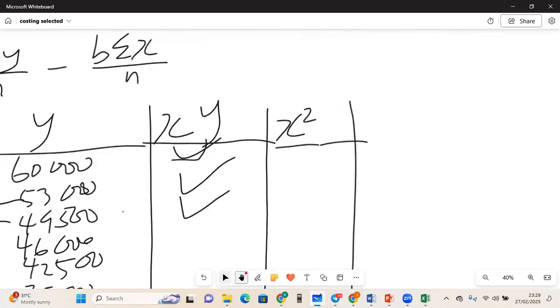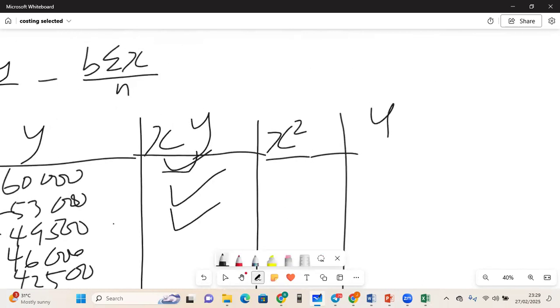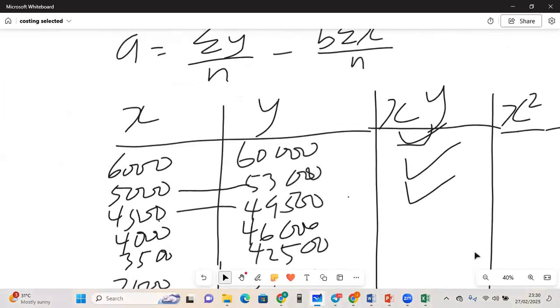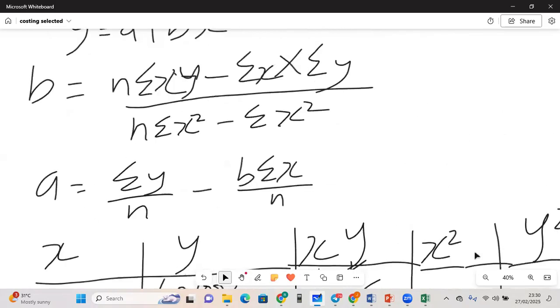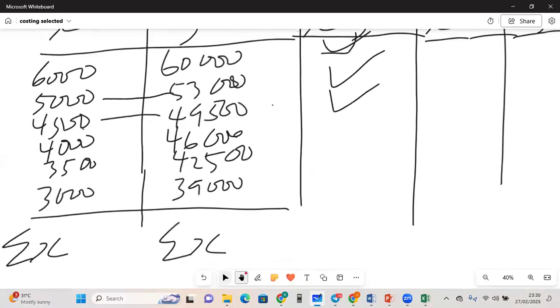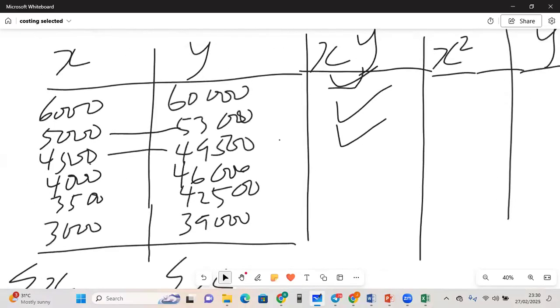Then you do for y squared, right? For you to be able to, what you are just going to do is square all the values. So we take 6,000 squared to put it there. We take 5,000 squared to put it there, right? I'm just trying to show you the workings that you are supposed to put down. So just put those workings down. Because of time, maybe I might just put those workings down.